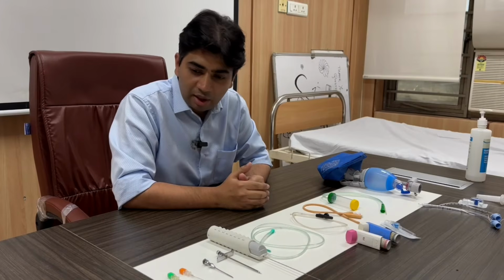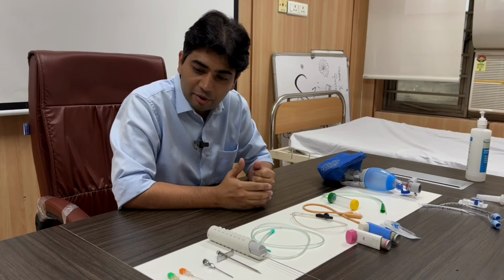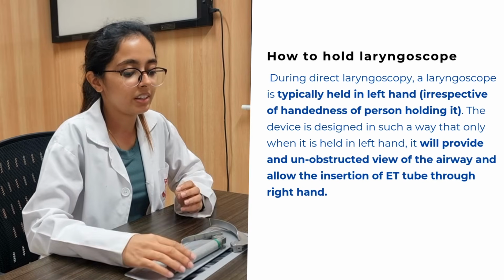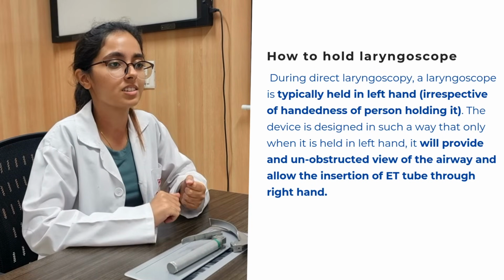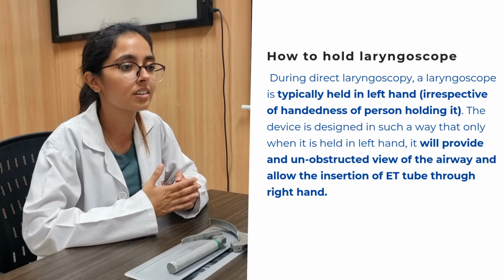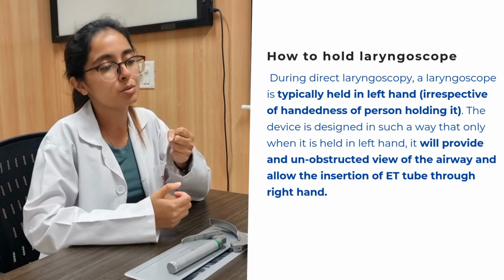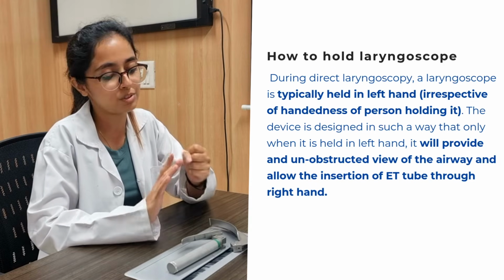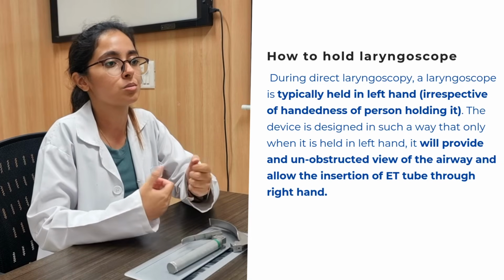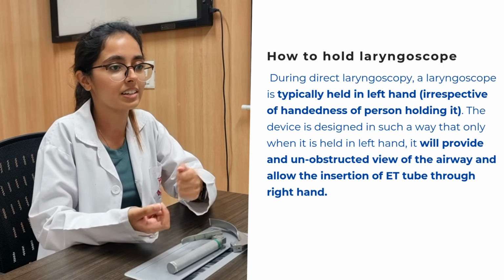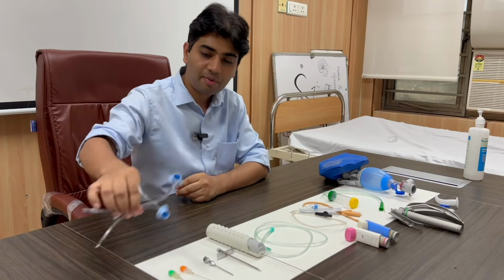Okay. And which hand should one use to handle the laryngoscope? Is it the right hand or the left hand? No sir, irrespective of dexterity, usually the laryngoscope is designed such that it should be held in the left hand, and the device is such that if you hold it with the left hand, it will provide an unobstructed view of the airway and that will allow for easier insertion. So the ET tube is held in the right hand and the laryngoscope in the left hand and then we intubate. Right. Okay.